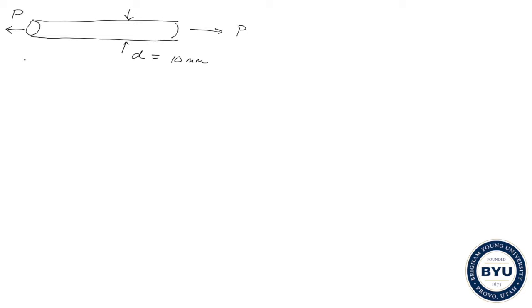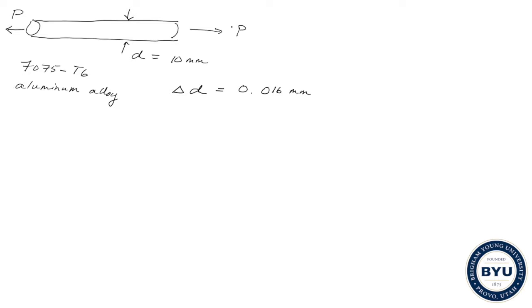So in this case, the material is 7075 T6, which is a type of aluminum alloy. Okay. And the change in D, or the elongation that occurs because of the applied load P, is measured to be 0.016 millimeters.